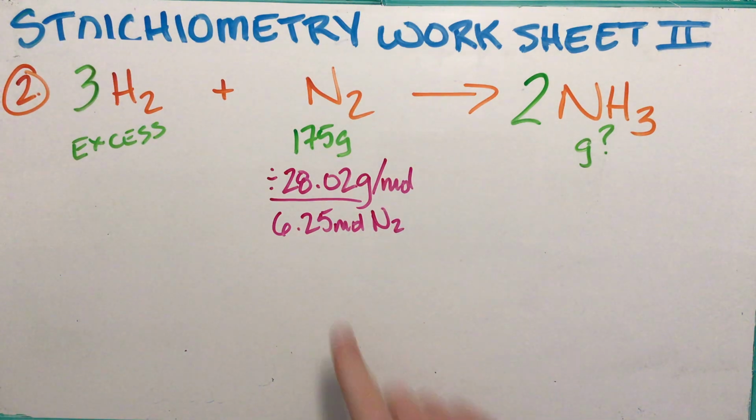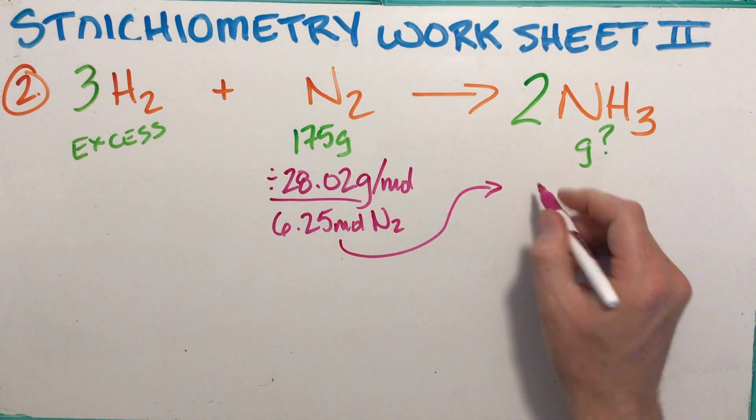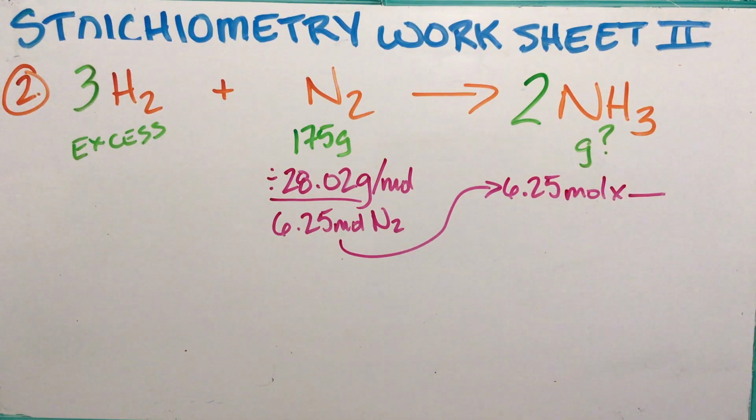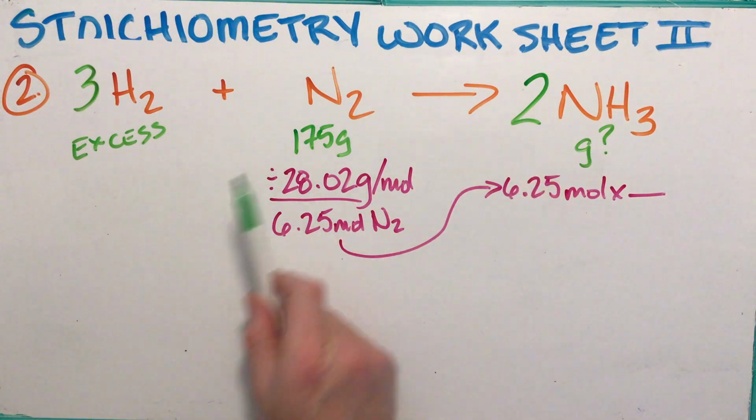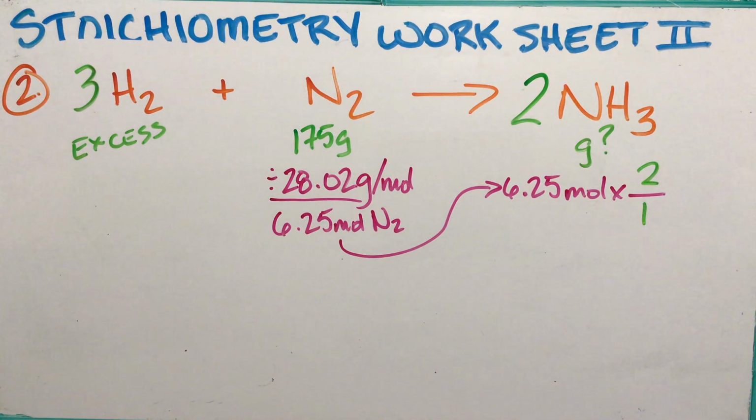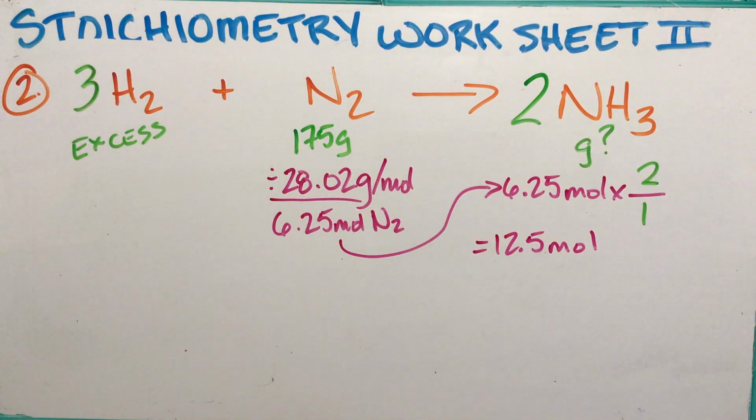All right? Now I can relate this to any other thing. Now I have moles. I can use the mole ratio and go one way or the other here. I'm going to be going this way. So 6.25 moles times my mole ratio. Now my mole ratio is head over heels with this arrow. So it's 2 over 1. There's a 1 here that we don't see. So 2 over 1. And that's going to be 12.5 moles of ammonia.